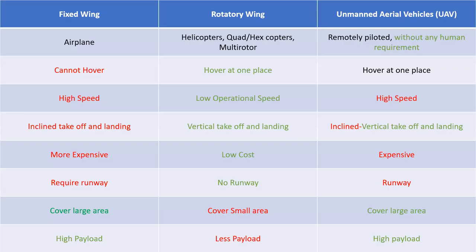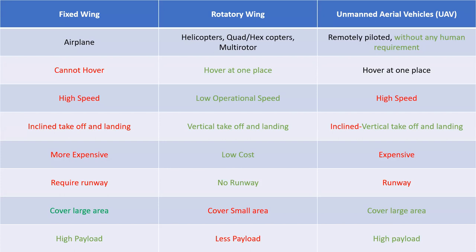And these are some comparisons of the different types of air vehicles: fixed wing, rotary wing, and unmanned aerial vehicles, which are highly professional. You can remotely pilot it, and you can program it. I don't know much about programming, but you can program how you want to do it and how long you want to do it. It can hover in one place, but it has high speed.